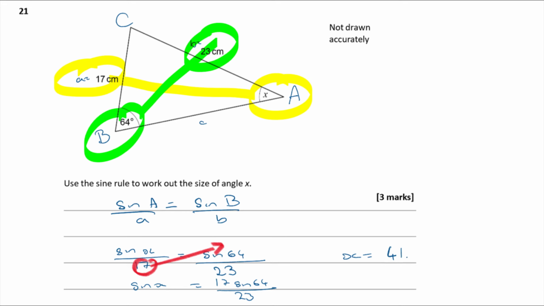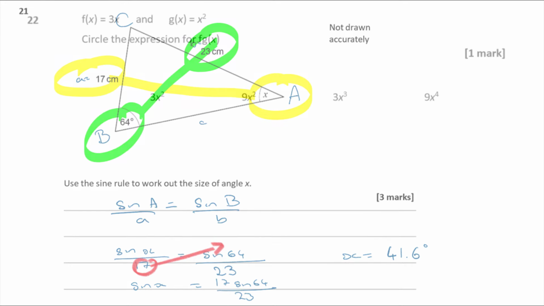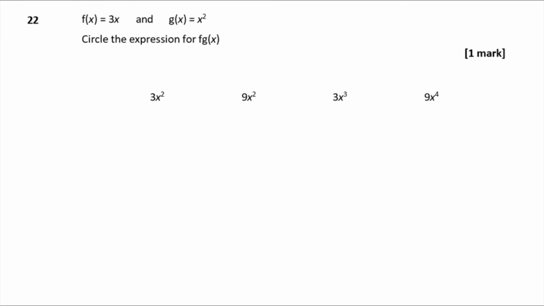So 41.6 degrees. Question 22, f of x equals 3x and g of x equals x squared. Circle the expression for fg of x. Now, with function notation, you always start in the middle. So I'm starting with g of x, and then I'm taking g of x and I'm subbing it into f of x.